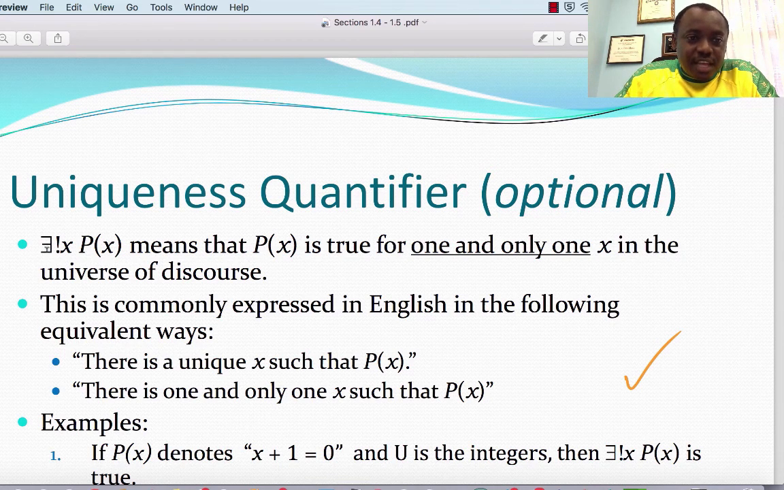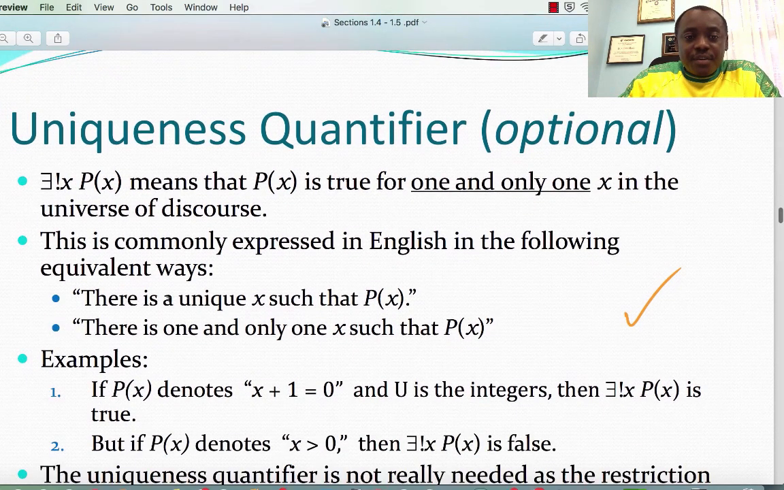Let me read this statement for you. This means there exists a unique x such that p of x is true. There is a unique x, very unique, one and only, such that p of x is true. If you put all of this together, it will become a proposition and you can find the truth value of that proposition. There is one and only one x such that p of x is true.